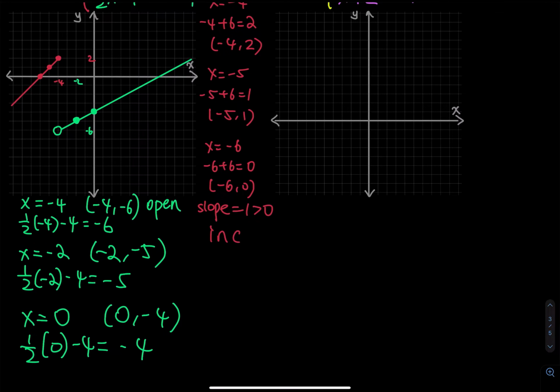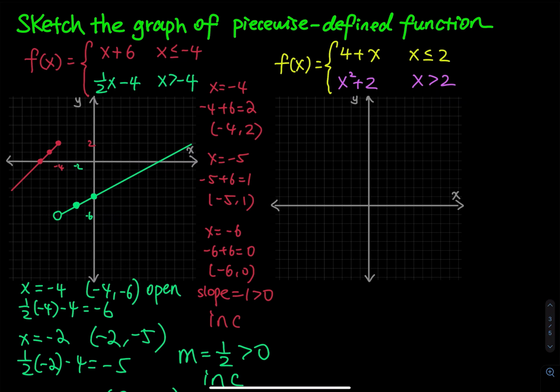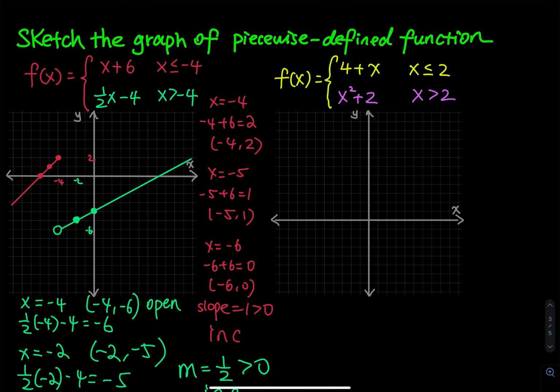Alrighty, that's it. So don't forget to say that the slope is equal to positive 1/2. This is positive, so therefore the line is increasing. Alright, so that is the first graph. Moving on to the next graph, I will match the color code for you.